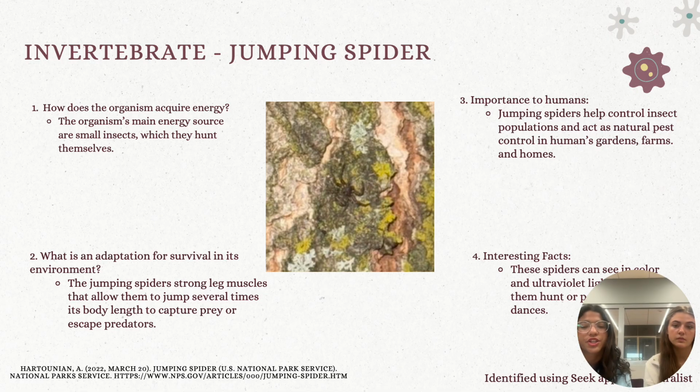For their importance to humans, the jumping spiders help control insect populations, and they act as natural pest control in humans' gardens, farms, and even in their homes. And an interesting fact is that these spiders can see in color and in ultraviolet light, which helps them hunt and to perform courtship dances.